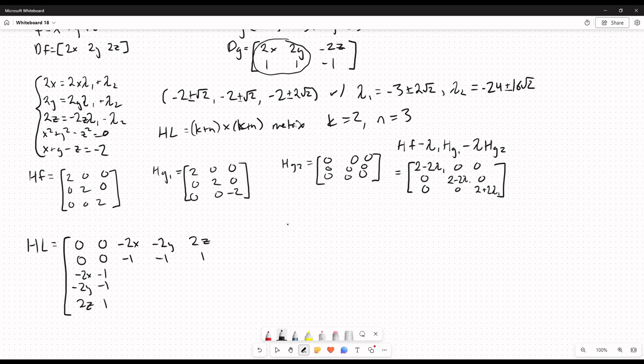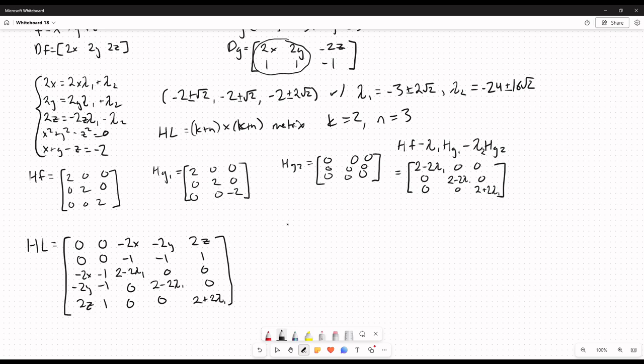And then here, we're going to have the Hessian of F minus lambda 1 Hessian of G1 minus lambda 2 Hessian of G2, which was just 2 minus 2 lambda 1, 0, 0, 0, 2 minus 2 lambda 1, 0, 0, 0, 2 plus 2 lambda 1.